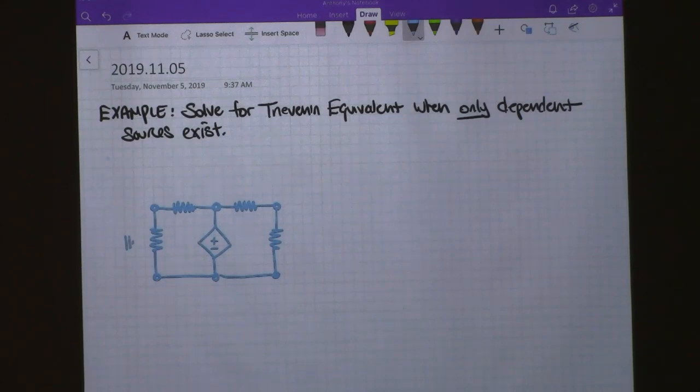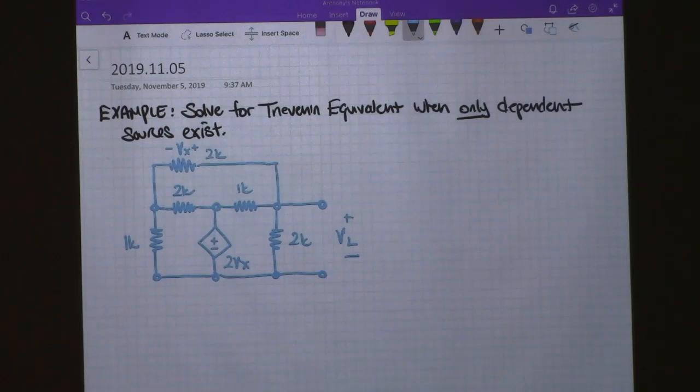so this is 1 kilo ohm, this is 2 kilo ohms. Same values, 1 kilo ohm, 2 kilo ohm. This is going to be our, again, our VL that we're looking for. And we have the one last branch, which goes like this. Forgot the resistor. And this is 2 kilo as well. And so Vx is right there. This is 2 times Vx. So almost the exact same problem we had before.